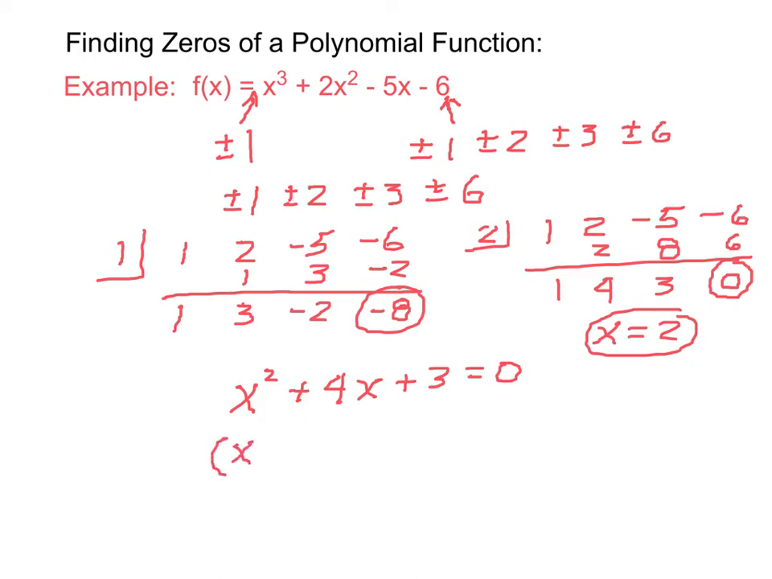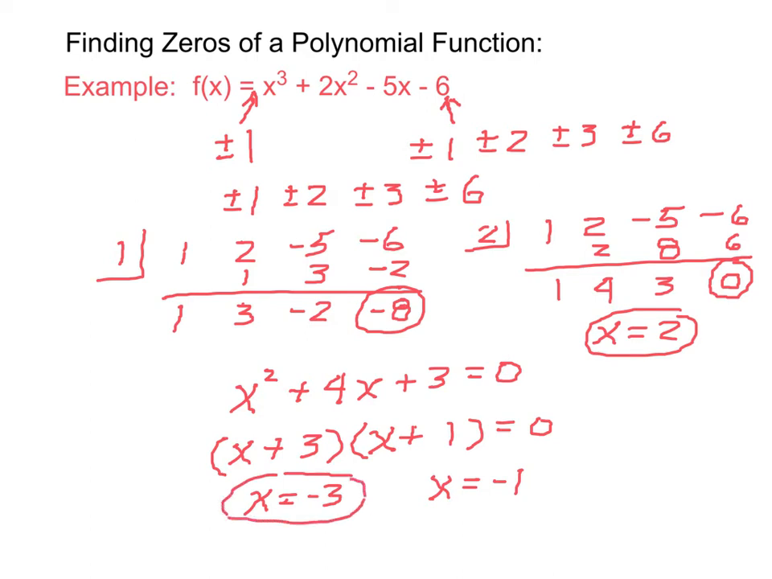So we got x, and we got x again, equals 0. Both signs are plus, so both signs down here have to be plus. The only factors for 3 are 3 and 1. So therefore my other 2 zeros for this are x equals minus 3 and x equals minus 1. So now we have all 3 zeros or roots of this polynomial.